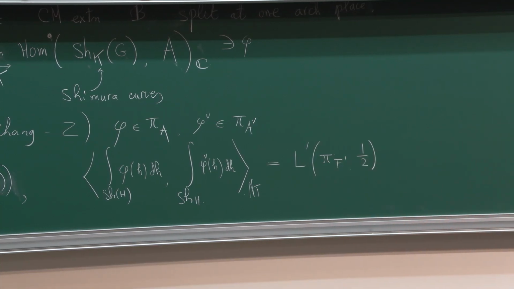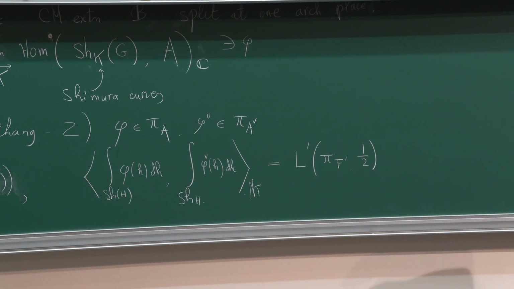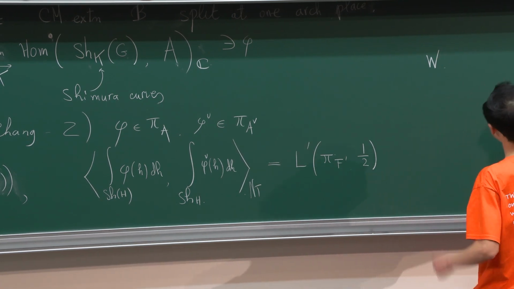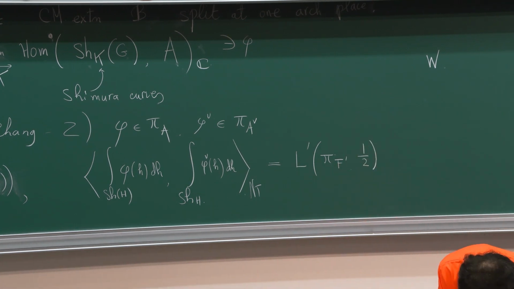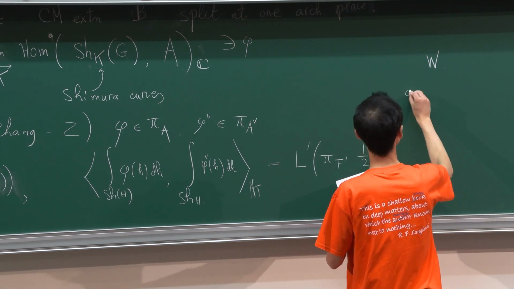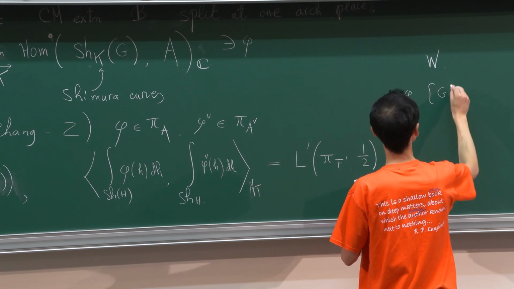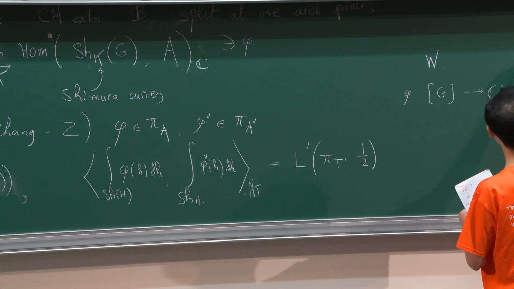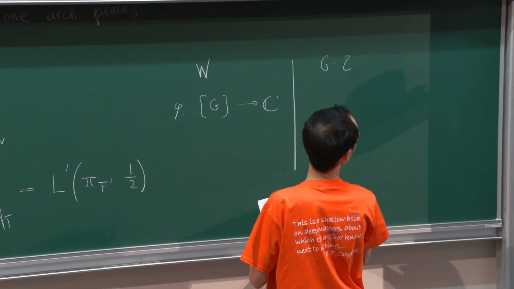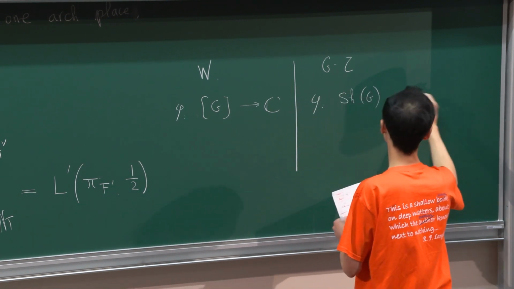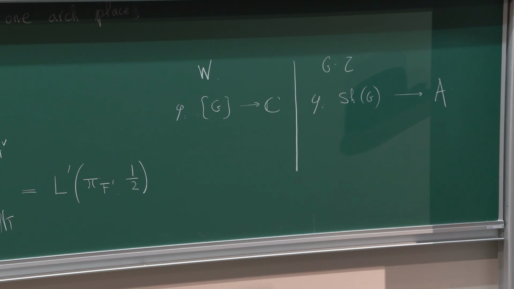I mean the analogy between the Gross-Zagier formula and Waldspurger's formula. In Waldspurger's formula you have some function phi, from G bracket, the automorphic quotient, to the complex numbers. On the other hand, in the Gross-Zagier case you consider a parametrization by the Shimura curve, with values in A, where A is an elliptic curve or a GL2-type variety, or maybe in general some motive.